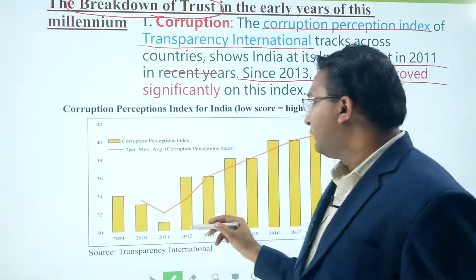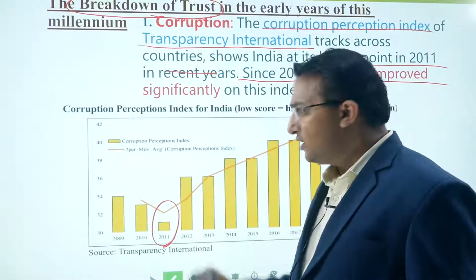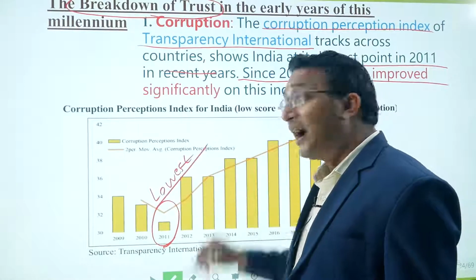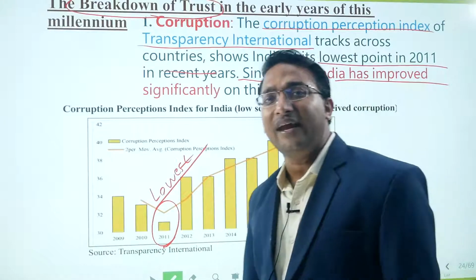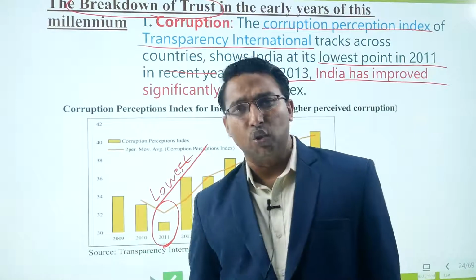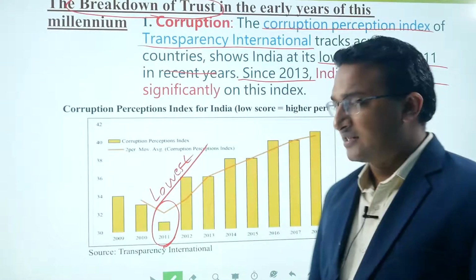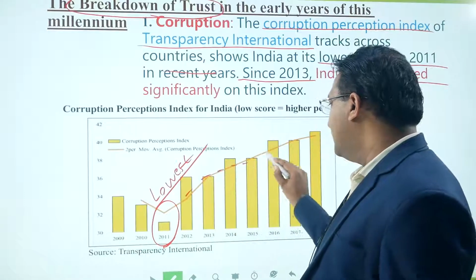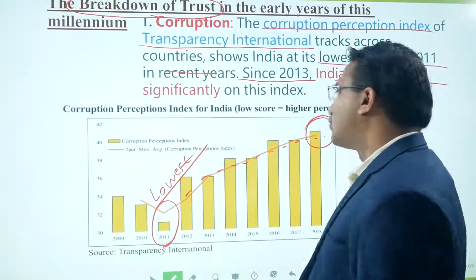Here you can see in 2011 the Corruption Perceptions Index score is lowest. This lowest score indicates that there is the highest corruption. And why was corruption highest in 2011? Because of scams like the 2G scam in the telecom sector. There was a huge scam in the allocation of 2G licenses. The Commonwealth Games scam, the coal block allocation scam. Then after 2011, slowly the score has been increasing. That means the perceived corruption is decreasing. That is a good sign.